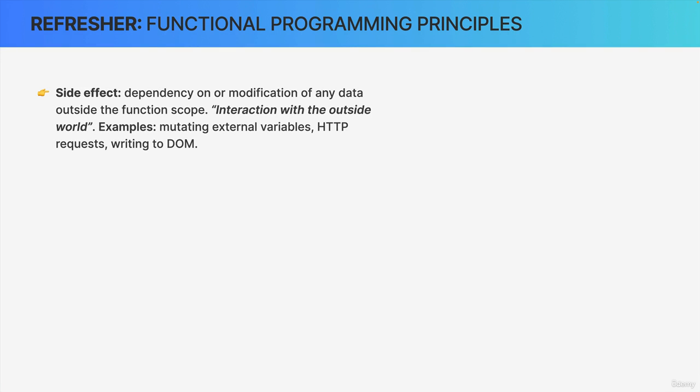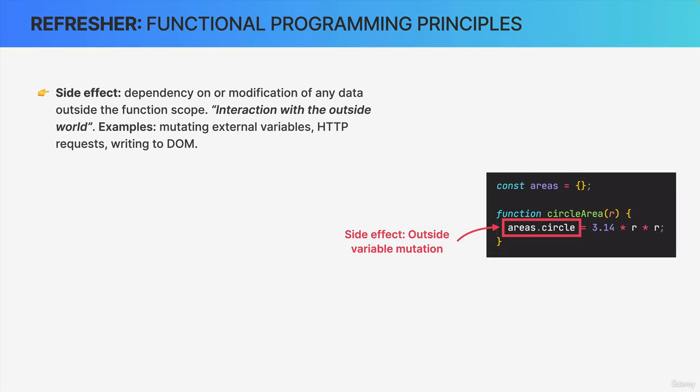So a side effect happens whenever a function depends on any data that is outside the function's scope. Or even more importantly, whenever a function modifies data that is outside its scope. And I like to think of a side effect as a function's interaction with the outside world. For example, this function is mutating an outside object, and so this is clearly a side effect. Other examples of side effects are HTTP requests, writing to the DOM, setting timers, and more.